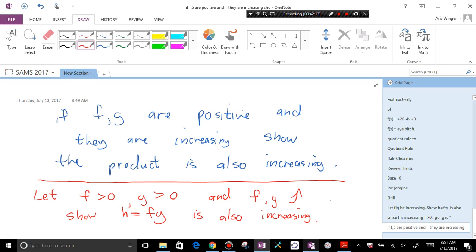Does that mean show the derivative of the product is increasing? I want you to show that the function's increasing, which means I want to show that the derivative is positive. Absolutely. So yeah, this is one of the major translations in this language. When I say I want you to show a function is increasing, I want you to show the derivative is positive. That's all I'm trying to hide from you.